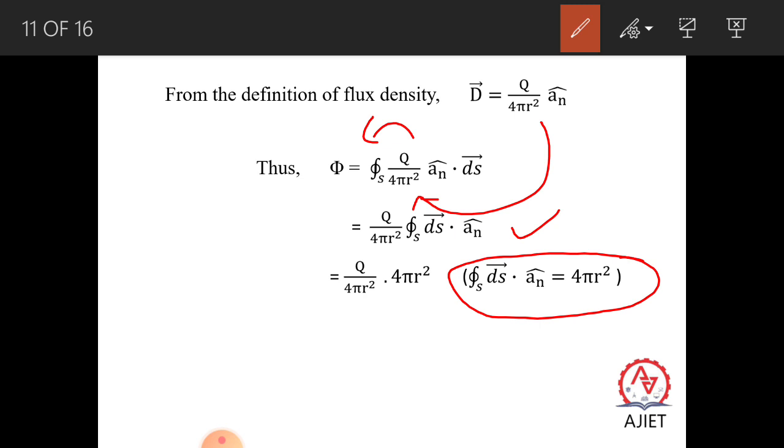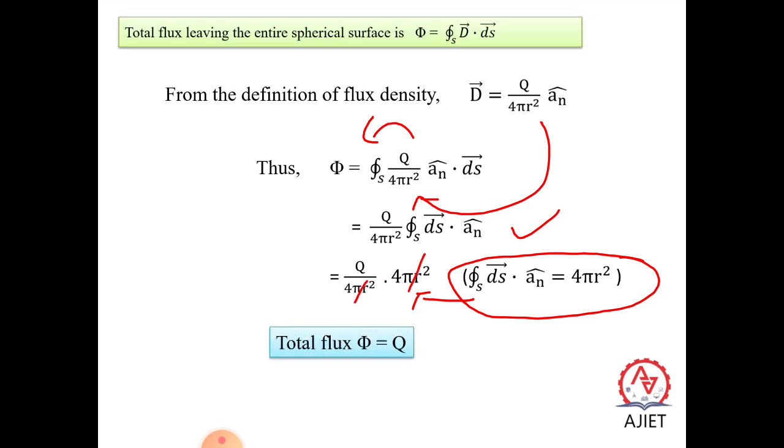So you just substitute here in the place of this one, and here 4 pi r square gets cancelled out, so the answer will be Q. So total flux phi is equal to Q. This is called Gauss law. It's a very important law, and I expect students to completely study this law.